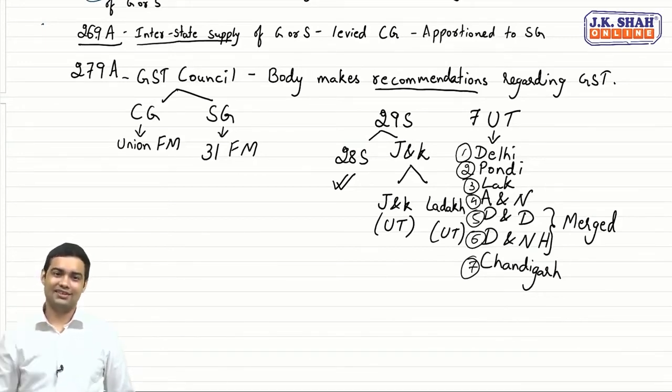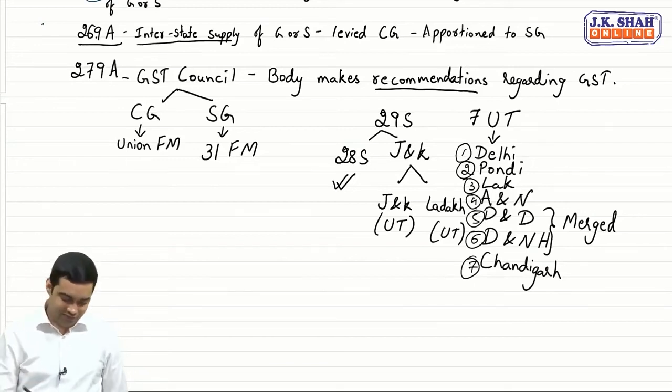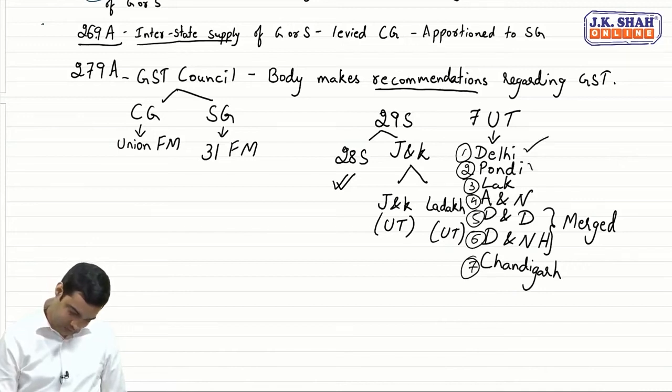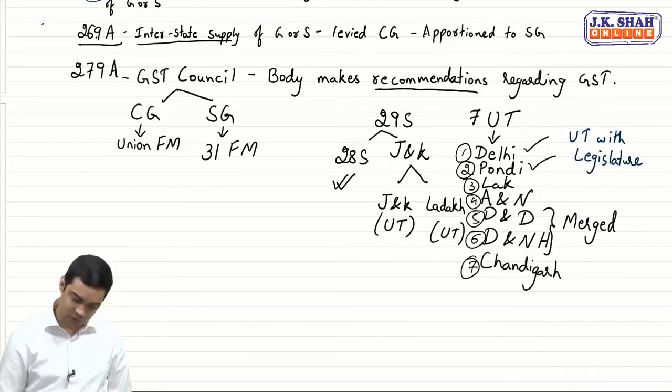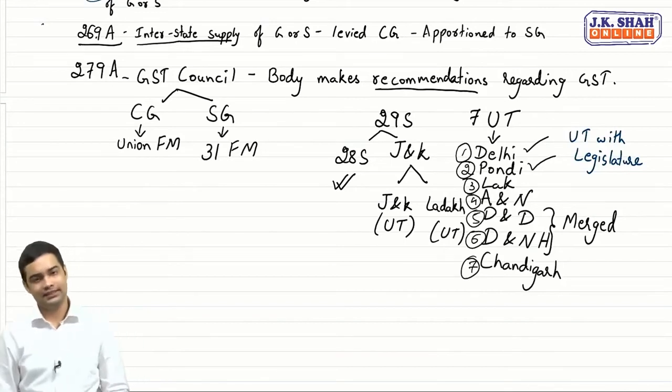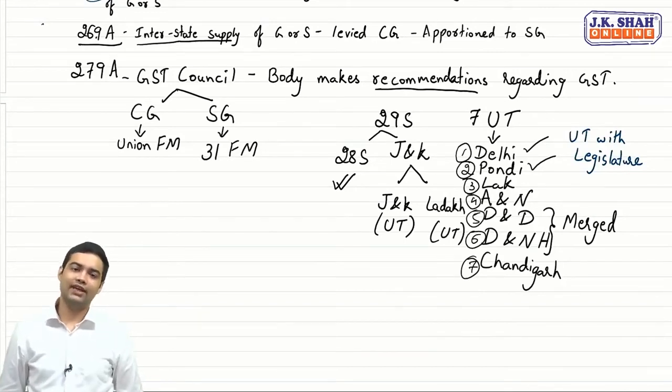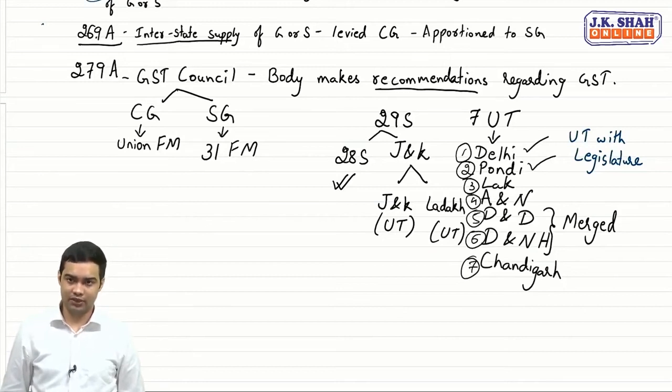Now when I say there is a Chief Minister in Delhi, does Pondicherry have a Chief Minister? Yes, V. Narayan Swamy. Now, the first two, that is Delhi and Pondicherry, are known as union territories with legislature. That means though the central government has powers in these union territories, they also have their independent powers which are available to them. So Delhi and Pondicherry are union territories with legislature.